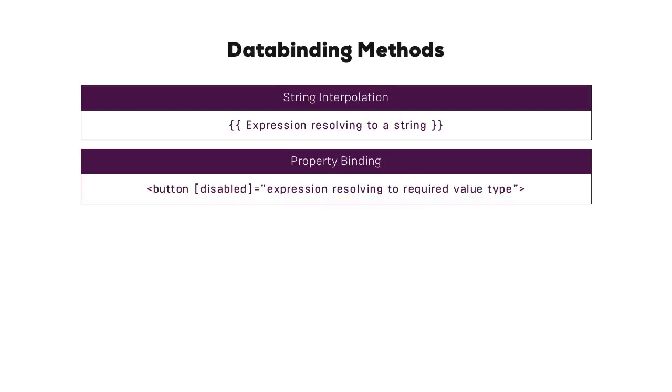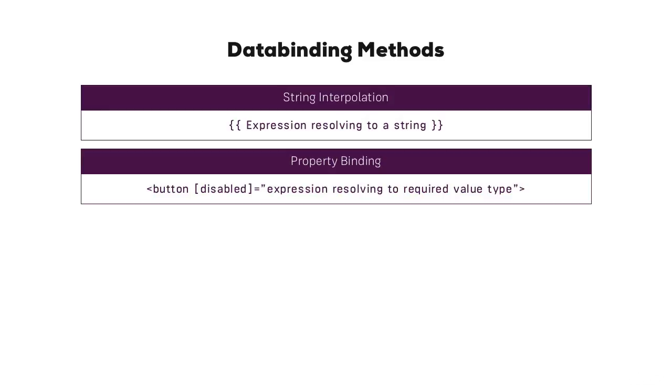And then you'll need an expression. And notice that we don't have curly braces here. We just have quotation marks. And between the quotation marks, an expression which resolves to the type this property needs. So for the disabled property here, for example, true or false. But for other properties, you might need an expression resolving to a string or something like that.